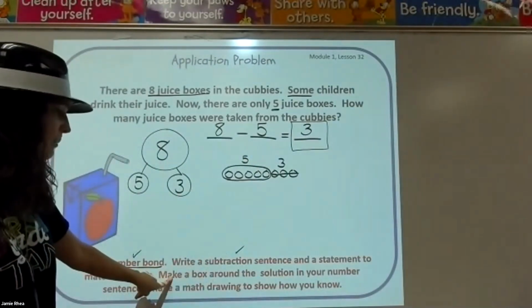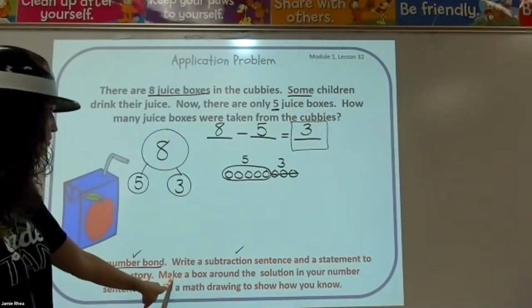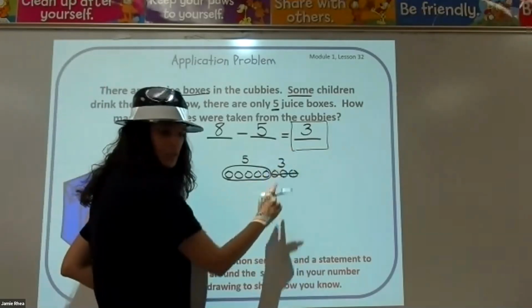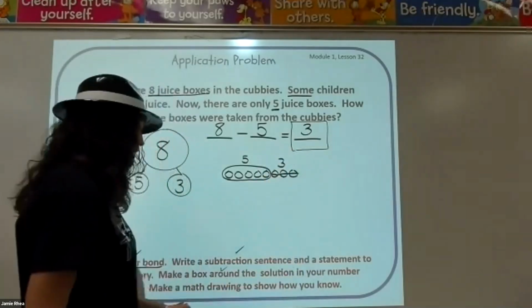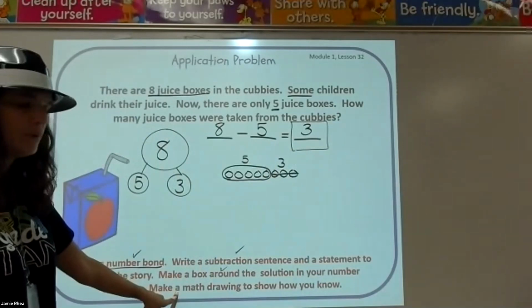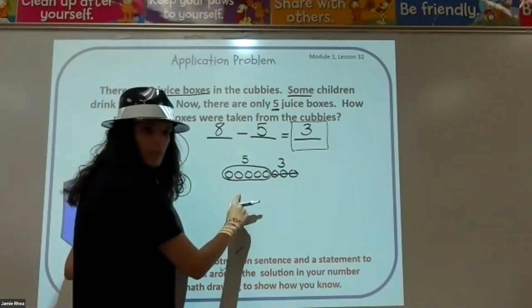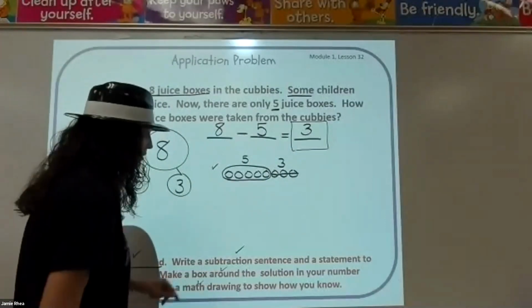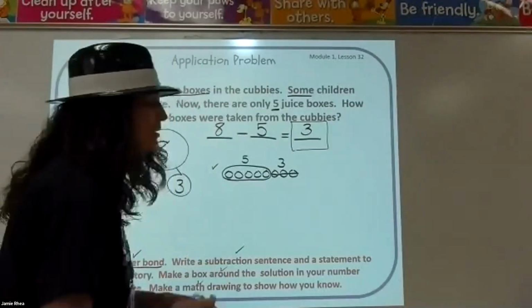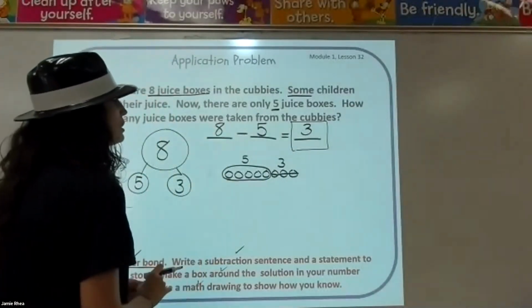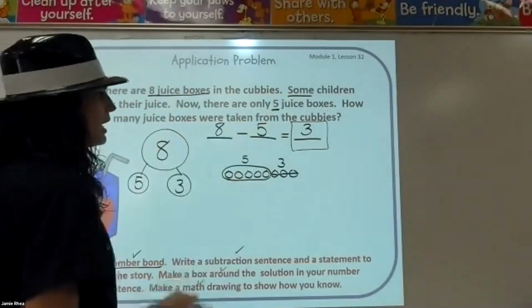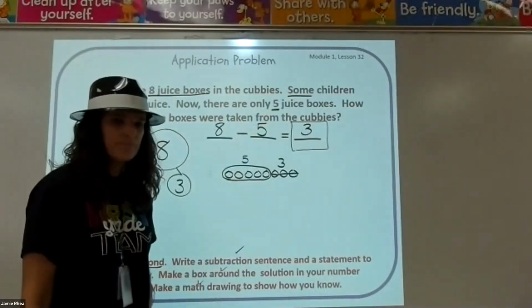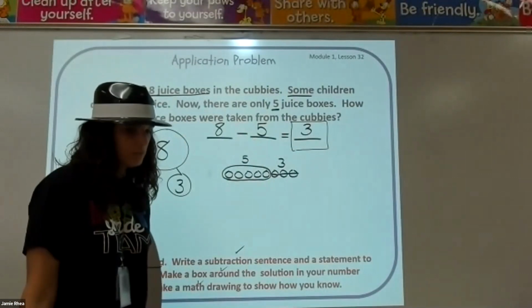All right, did we make a box around the solution in my number sentence? Look at that, I sure did. And did we make a math drawing to show how we knew? There's my math drawing, check that off. So we still have to answer our question with our statement. So let's go back and read our question. How many juice boxes were taken from the cubbies? How can I write that down?